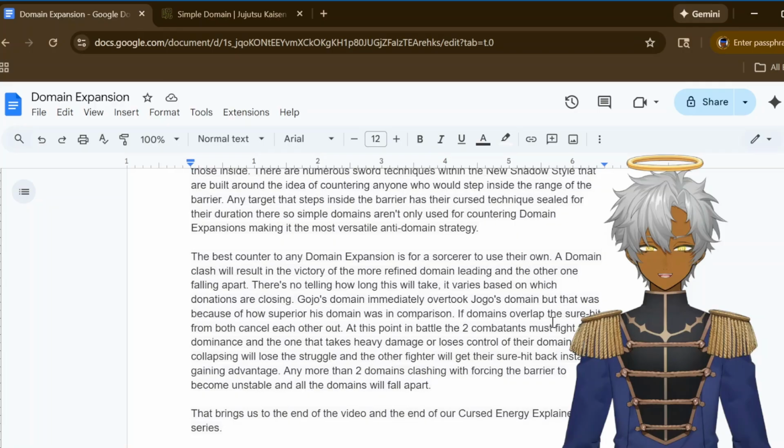If domains overlap, the sure hit from both cancel each other out. As we talked about before, introducing another barrier to your barrier disrupts your barrier. At this point in battle, the two combatants must fight for dominance, and the one that takes the heaviest damage or loses control of their domain will collapse and lose the struggle, while the other fighter will get their sure hit back instantly, gaining advantage. If more than two domains clash, it will force all of the barriers to become unstable and fall apart.